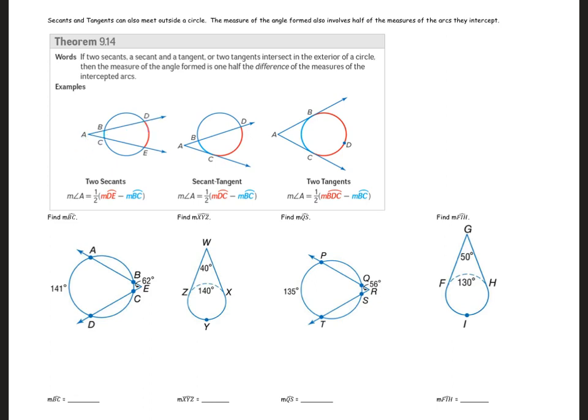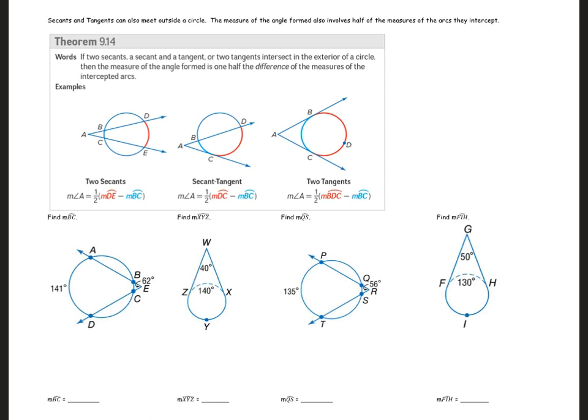So here I have two secants. Notice they meet at point A outside the circle. So this angle DAE, or angle A if you will, is 1/2 the big arc minus the small arc. If I have a secant and a tangent intersecting at point A here, then again angle A is 1/2 the big arc minus the small arc. If they're two tangents, angle A is 1/2 the big arc minus the small arc.